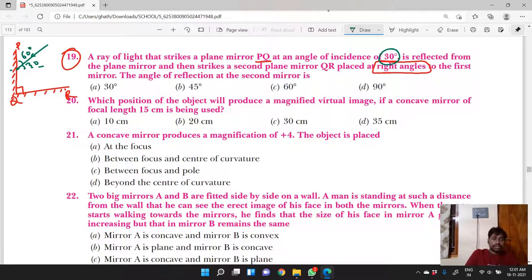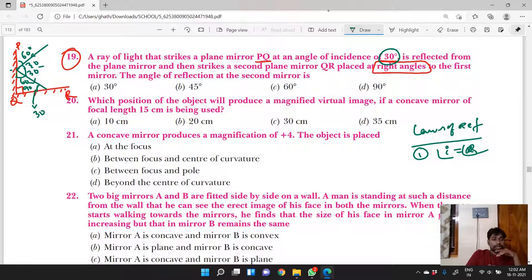If it is incident with 30, according to the law of reflection, the first law states that angle of incidence is always equal to angle of reflection. So if it is incident with 30, it must reflect with 30. Then glancing angle is 60 degrees. This is 90. This will become 30 degrees. It's the internal angle of the triangle, so total should become 180. These two together make 150. Remaining angle is 30 degrees. Draw a normal here. This will become 60 degrees. Incidence and reflection also should be 60 degrees. So the angle of reflection from the second mirror is nothing but 60 degrees.